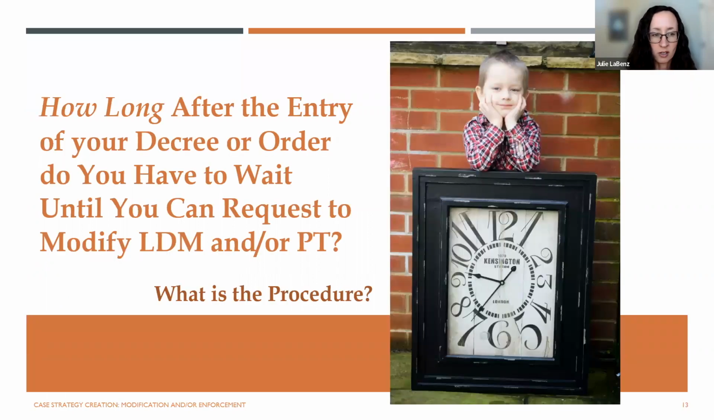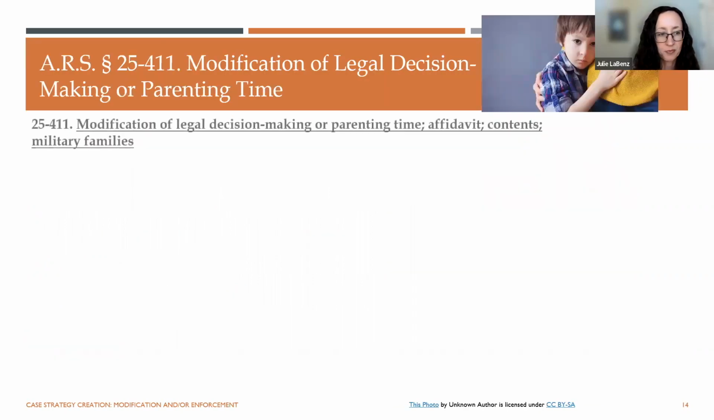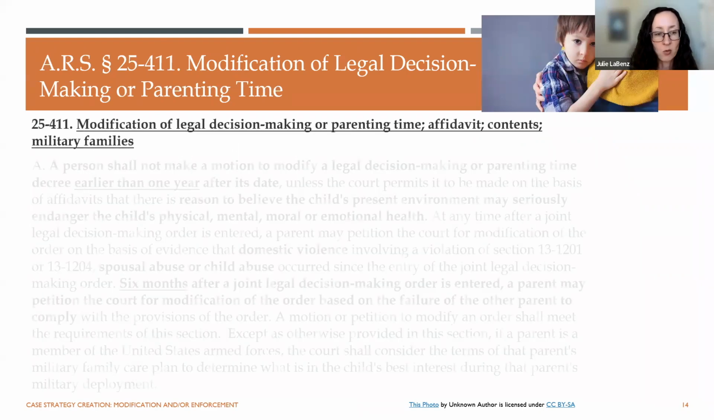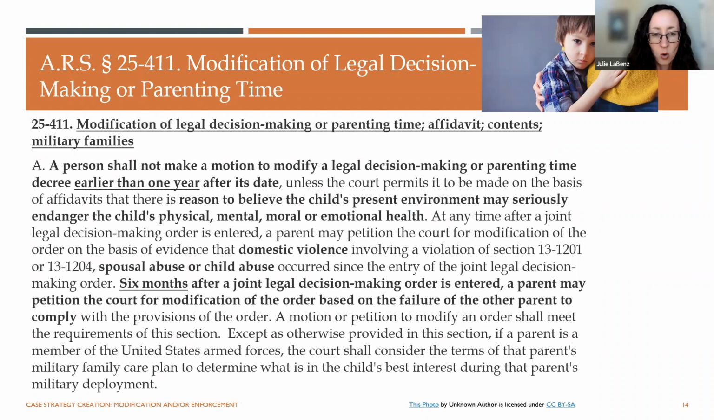How long after you're divorced or your custody order is established do you have to wait until you can request to modify legal decision-making and or parenting time? And what is the procedure? This takes us to 25-411. And what it says is that 1 year from the date of the entry of your decree or establishment order, that's how long the court wants you to wait. They want you to wait a year.